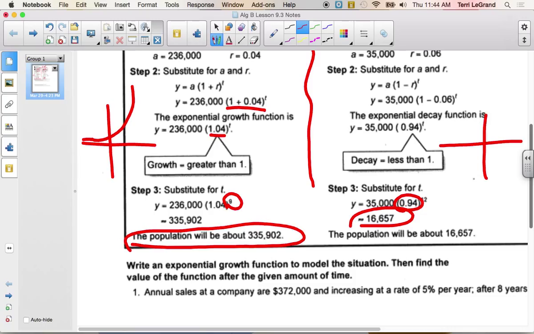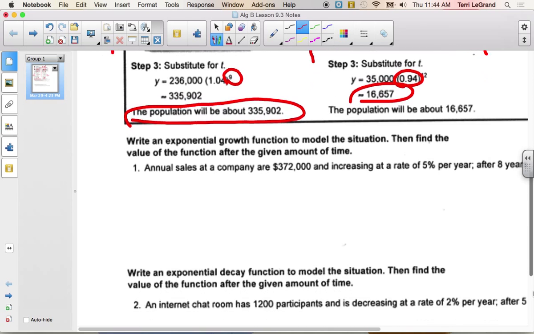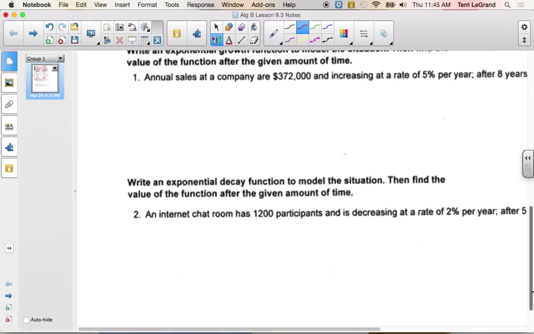And then over here, what should happen with the graph? It should fall from left to right, because it is decreasing. Okay, now let's go down and do 1 and 2.